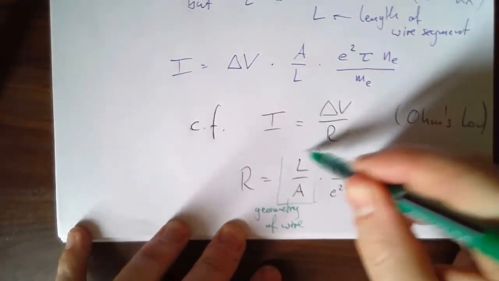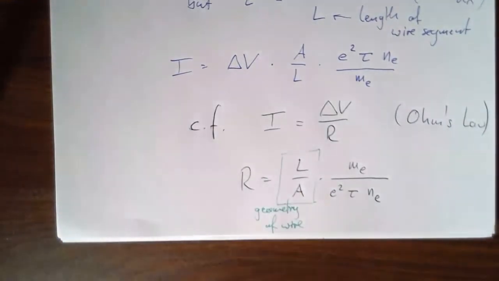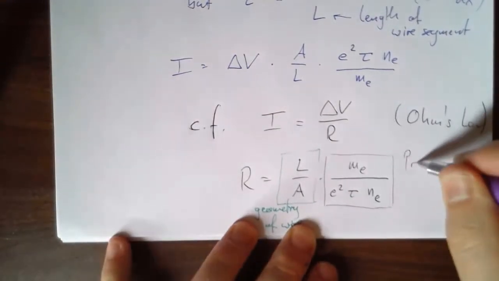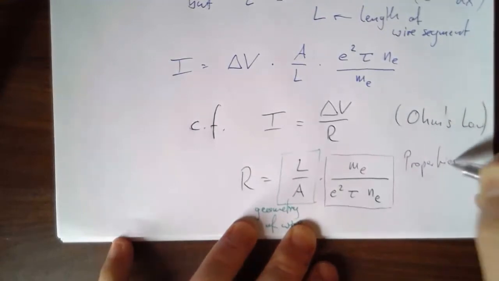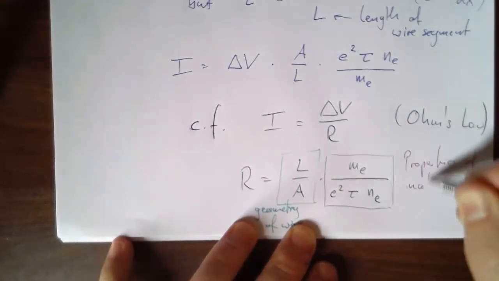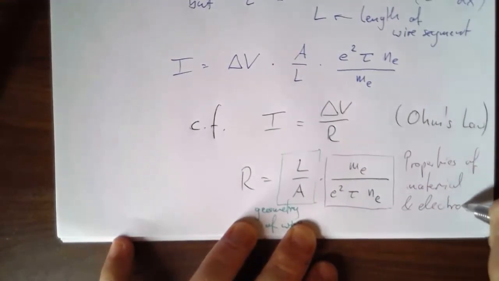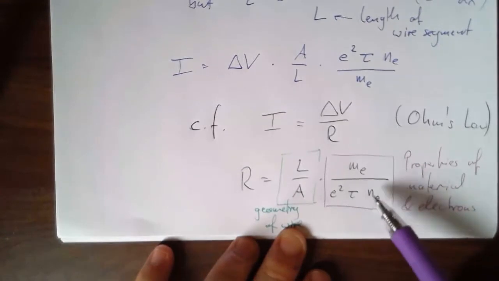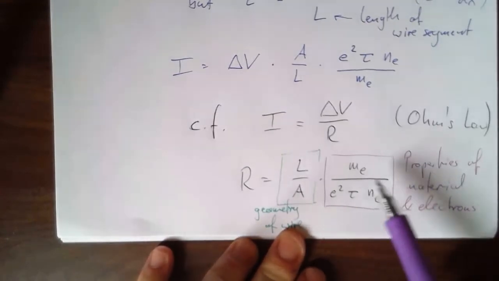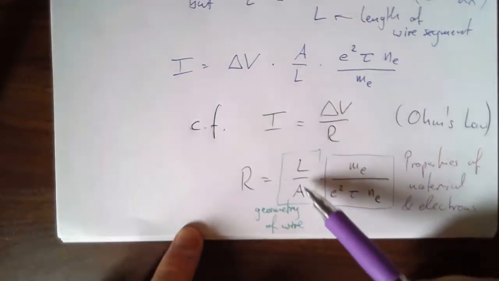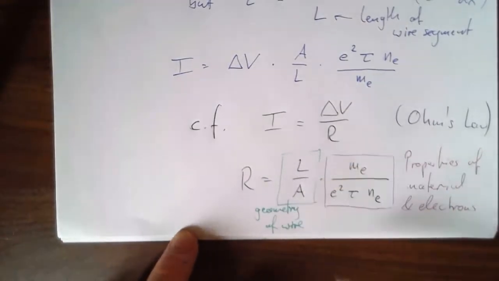And then those ones over there are the properties of the material and of electrons. Other than switching out your gold wire for a silver wire or a copper wire, there's nothing you can really do here, right? But this is the thing where you can say, I take a longer wire, I take a thicker wire, right? You're going to change those quantities.